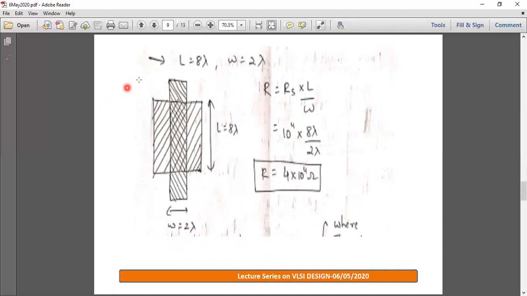Similarly, consider an N transistor with length 8 lambda and width 2 lambda. As you know, again the resistance formula is sheet resistance into L by W. Since it is an N transistor, sheet resistance is 10 raised to 4, length is 8 lambda, width is 2 lambda. Therefore, resistance is 4 into 10 to the power 4 ohms or 40 kilo ohms.